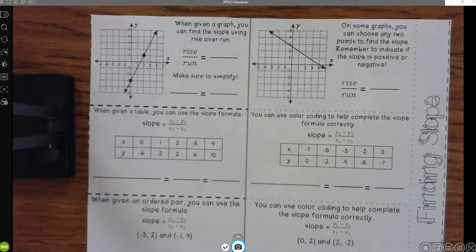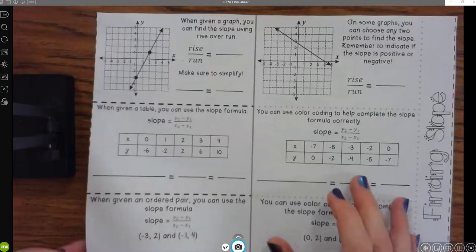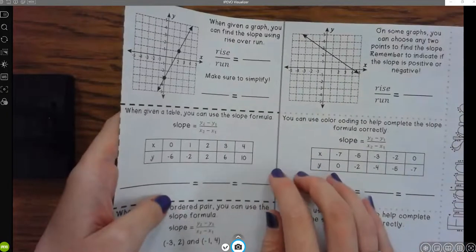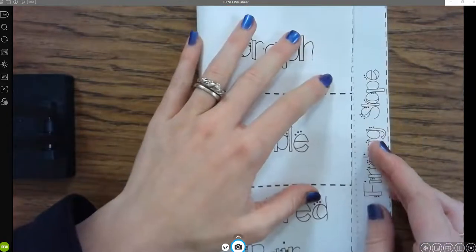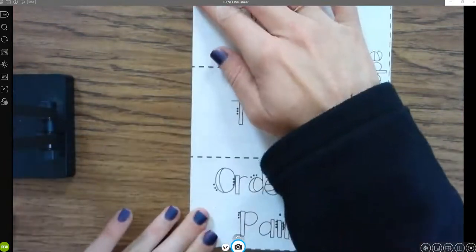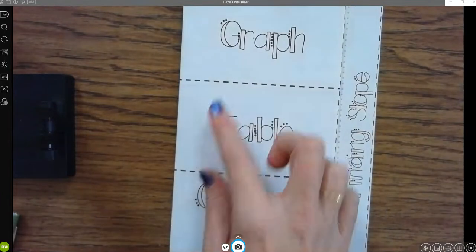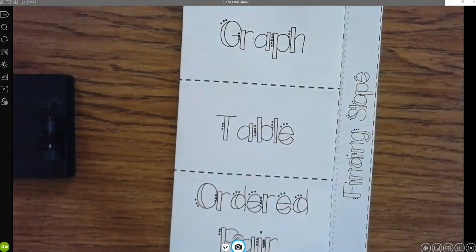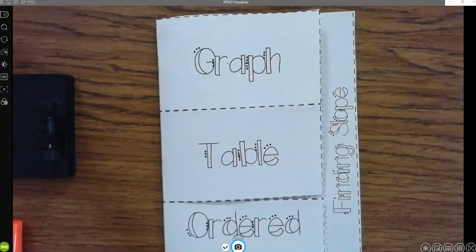This video is for the finding slope from a graph, table, and ordered pair foldable. To put this one together, you're going to fold on this gray line in the middle, and you're going to fold to the dotted line. And then wherever you see these large dashed lines, you're going to cut on those to separate the individual tabs. So once again, this video is for the finding slope from a graph, table, and ordered pair foldable.